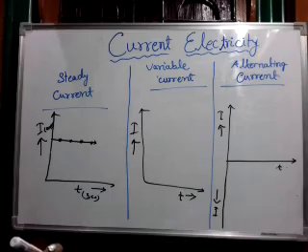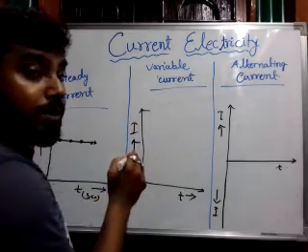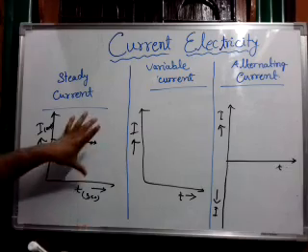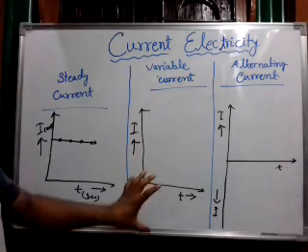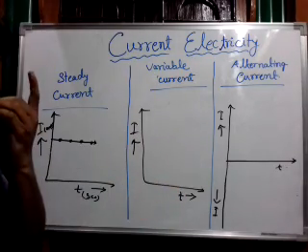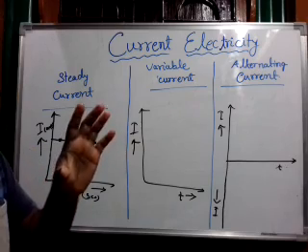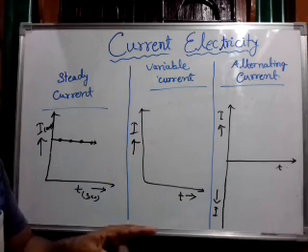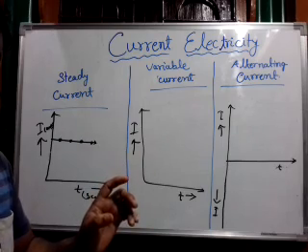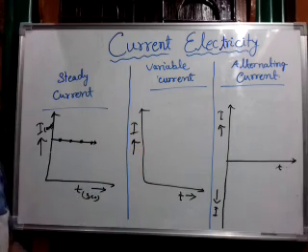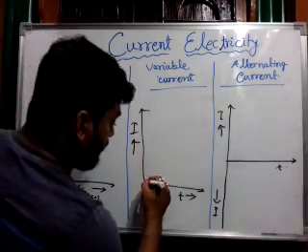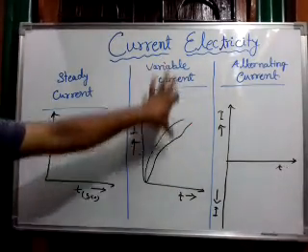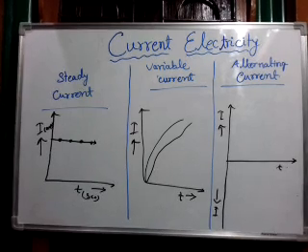Variable current. What is variable current? At any instant of time, the magnitude of current changes, but the direction of current remains the same. It is called a variable current, like this type of line or this. All are variable current. Clear, everyone?